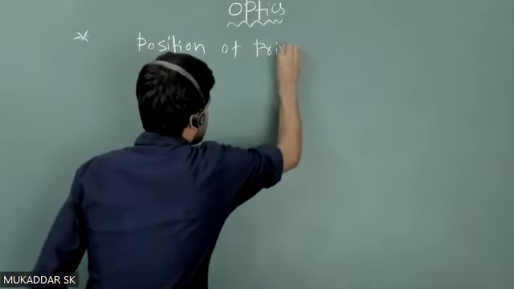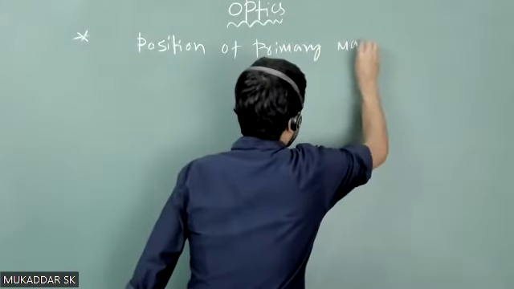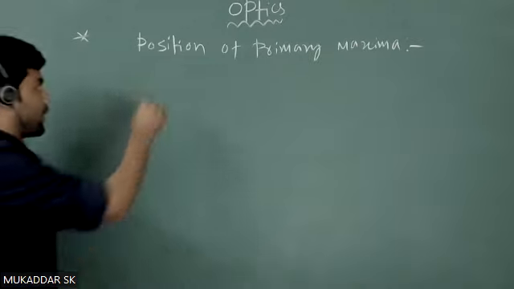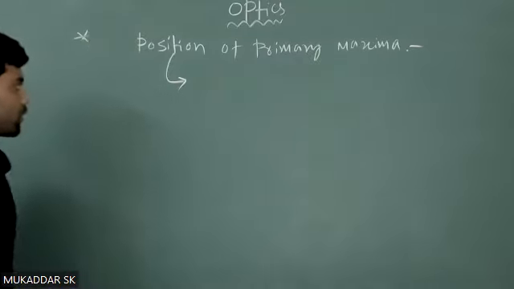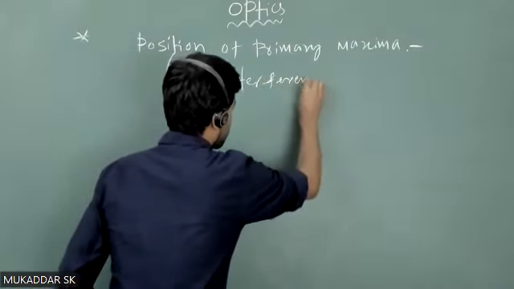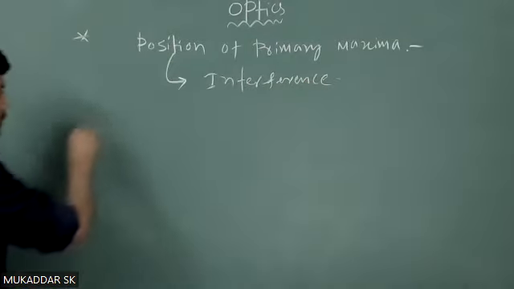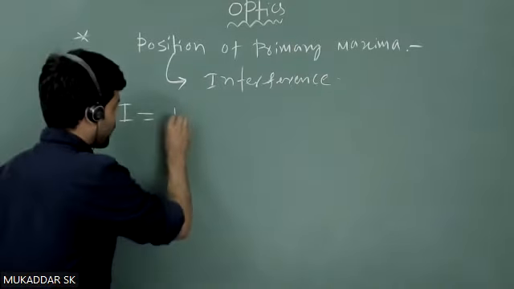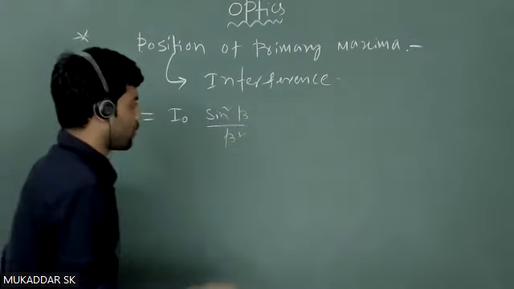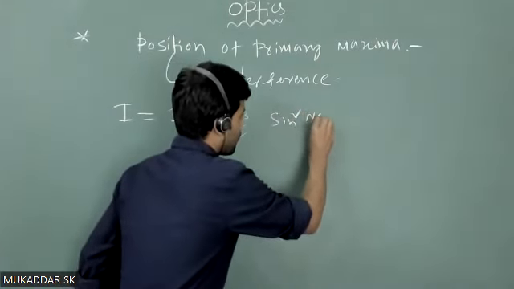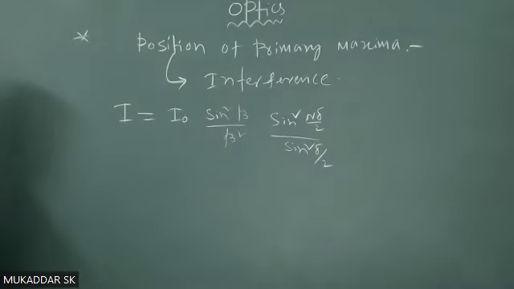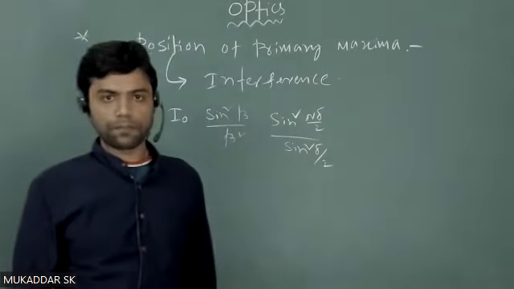primary maxima, or principal maxima. Similar to double slit diffraction, the primary maxima for the n-slit experiment will arise due to the phenomenon of interference. Now, if you remember, the intensity distribution for n slits was I equals I naught, sine square beta by beta square, times sine square n delta by 2 divided by sine square delta by 2. This is the intensity distribution on the screen due to n-slit diffraction.